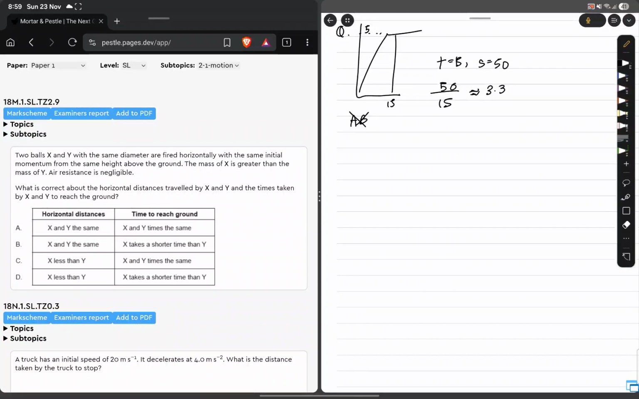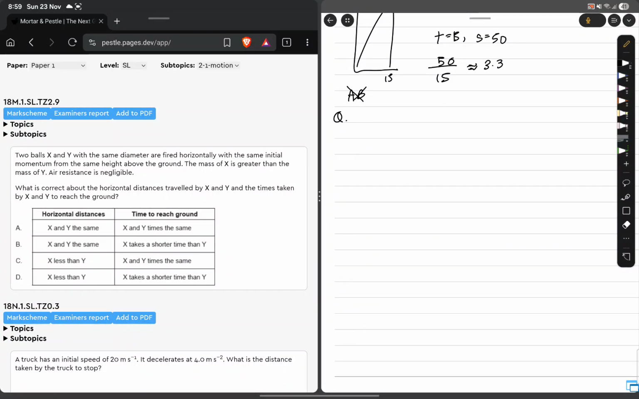So two balls, X and Y, of the same diameter, are fired horizontally with the same initial momentum from the same height above the ground. The mass of X is greater than the mass of Y. Air resistance is negligible. One thing that's important is that the time to reach the ground, no matter the mass, is going to be the same if air resistance is negligible and they're the same shape and size. However, the horizontal distances are going to be different.